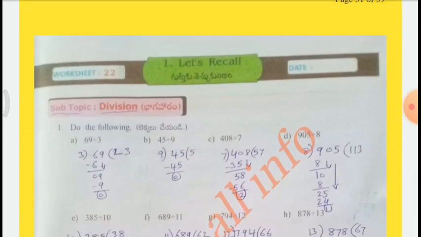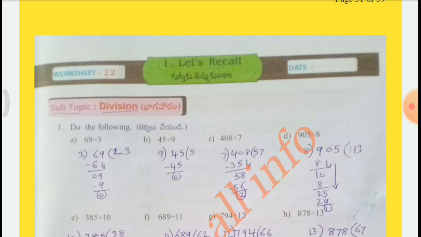Subtopic: division. Do the following. 69 divided by 3. 69. 3 2s are 6. Bring down 9. 3 3s are 9. 0 remainder. 45 divided by 9 is 5.